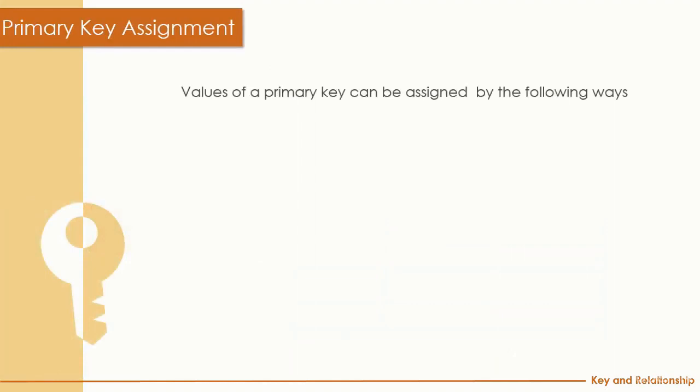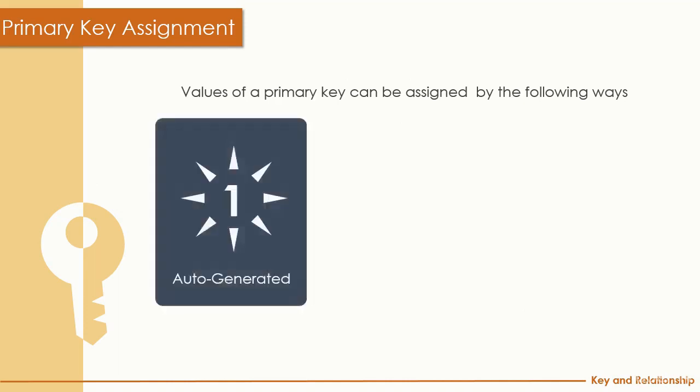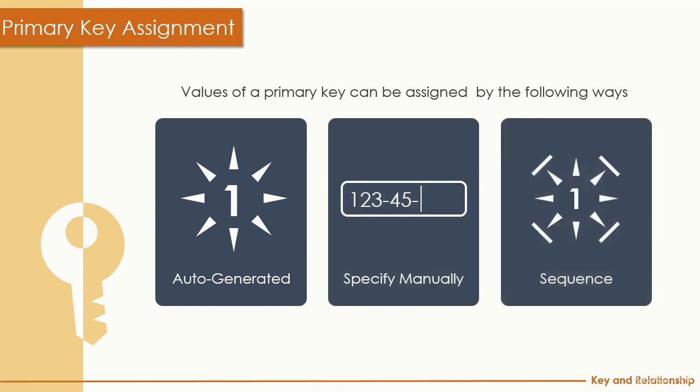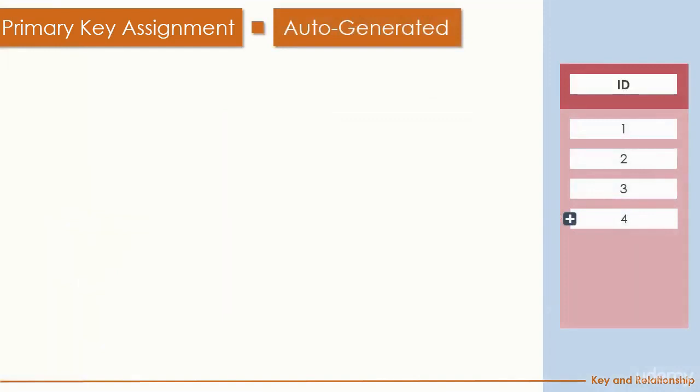Regarding the primary key, we also need to think about how to assign the value to the primary key. Basically, there are three popular approaches. You can use a computer generated ID. You can specify the ID by your program manually, or you can use a sequence. Let's take a look at each.